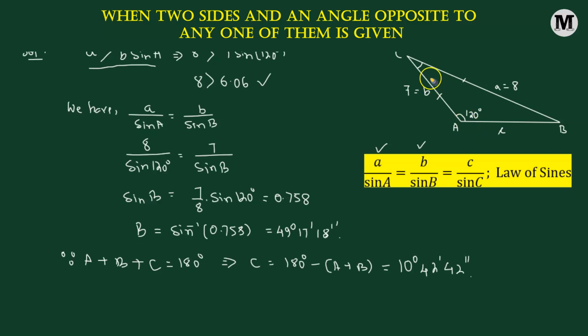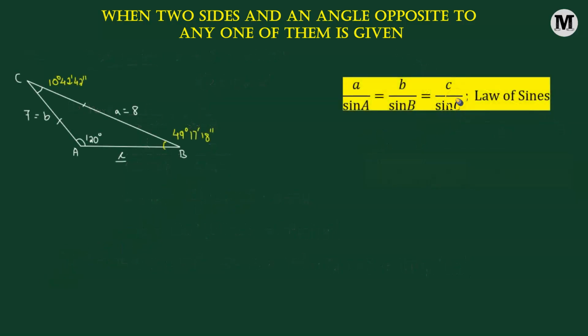Now that we have the angle measure of C, we can also find out the measure of the side C. Again, we'll be using the law of sines here. Since we need to find the measure of side C, we're going to use the third ratio, C over sine of angle C, and then equate it to any one of the two ratios. So let's take A over sine of angle A. So C is going to be equal to A times sine of angle C, whole divided by sine of angle A.